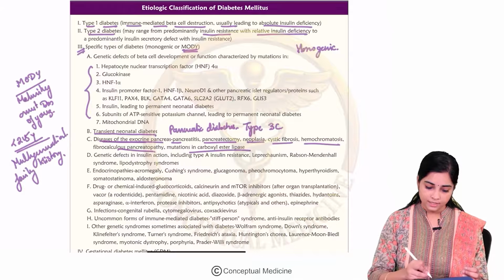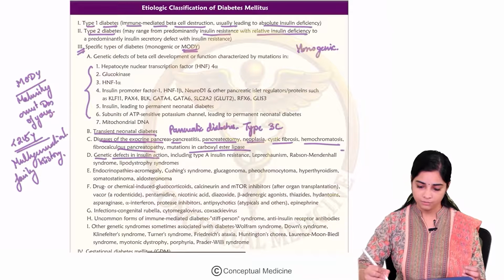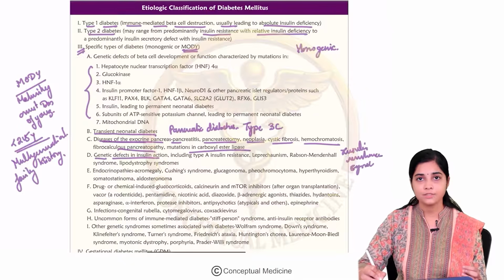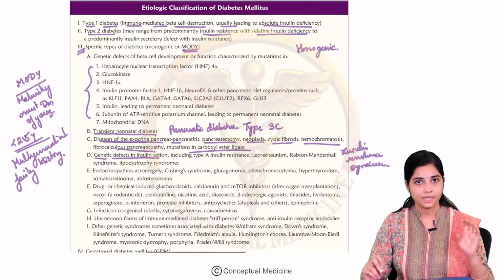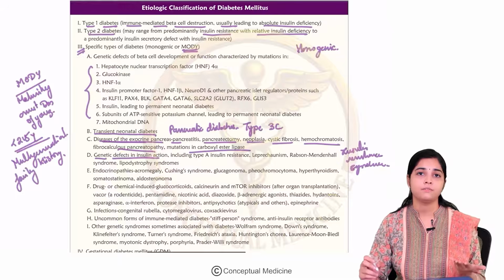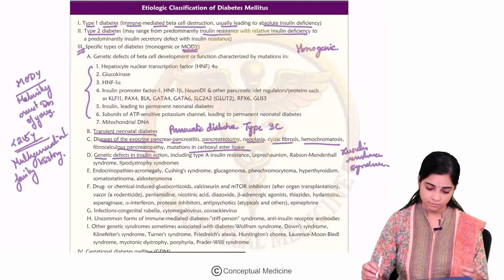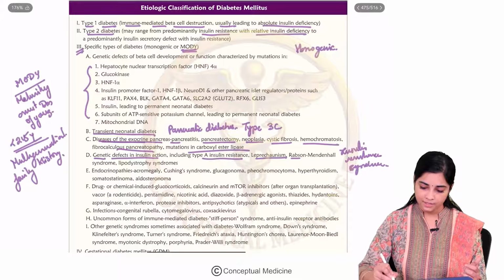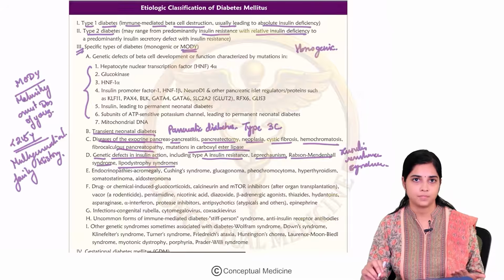Then there are certain syndromes where there is a genetic defect in your insulin action, what we call your insulin resistance syndromes. Okay, so we know that insulin resistance is a part of type 2 diabetes, but there are certain inherited genetic defects by which you can have insulin resistance. Insulin is not able to act. Those genetic problems include type A insulin resistance, leprechaunism, Rabson-Mendenhall syndrome, lipodystrophy syndromes. You should just be aware of the names.